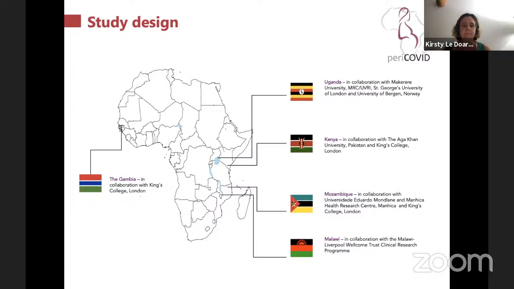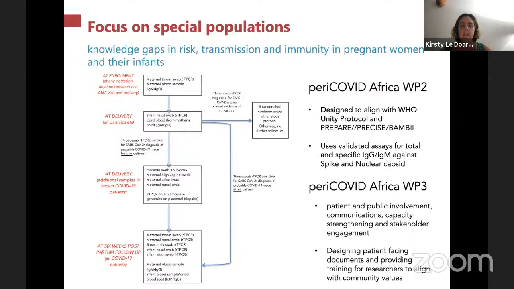So in terms of the focus area, what we are attempting to do is to align really closely with all of the different protocols of the different consortium partners. As I've said, PREPARE and PRECISE, we're also joined by the Bambi study from Malawi and COMAC, which brings in another four sites in Uganda. We're also aligned with the WHO generic protocol for pregnancy and neonatal seroepidemiology and transmission to try and really make the most of this data in terms of informing policy and guidelines to protect healthcare workers dealing with pregnant women and also the pregnant women and the babies themselves.